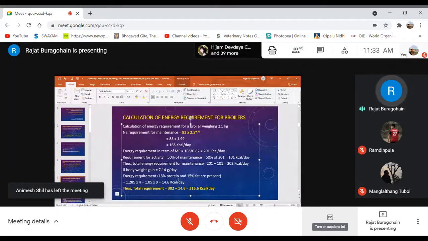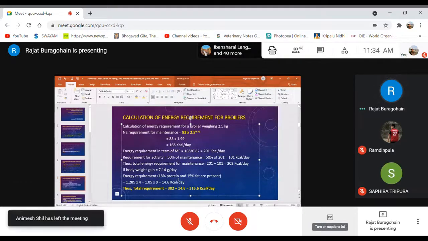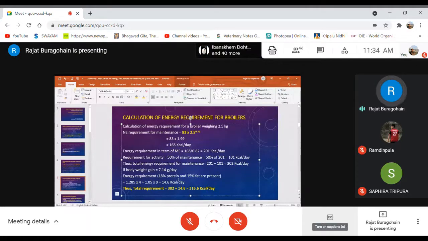If protein percentage is 18%, then how many gram of protein will be present? That calculation will be this. That means it will be 1.285 gram protein is present in 7.14 gram of body of the broiler. And if it is 15%, then 1.05 gram fat is present in this body weight.